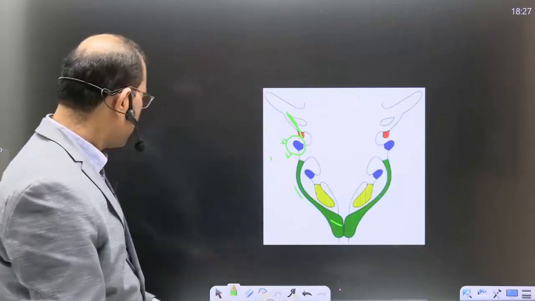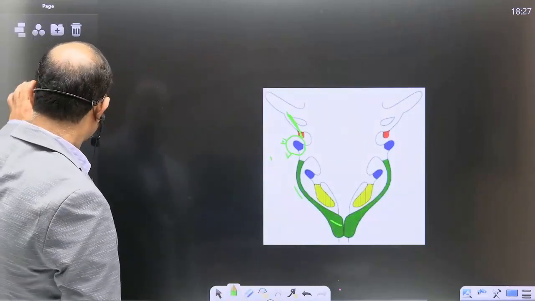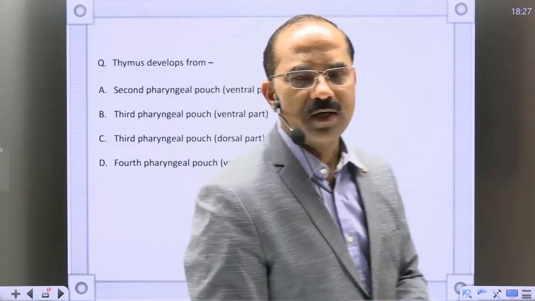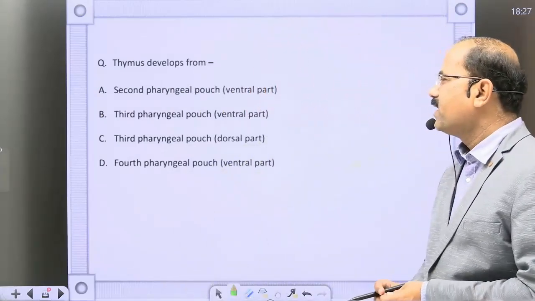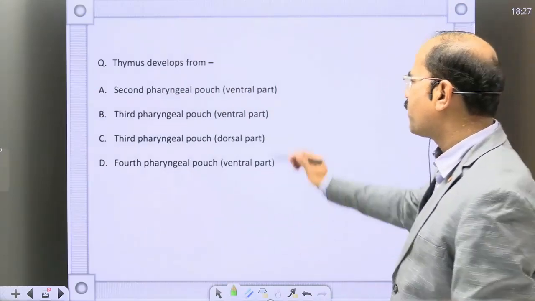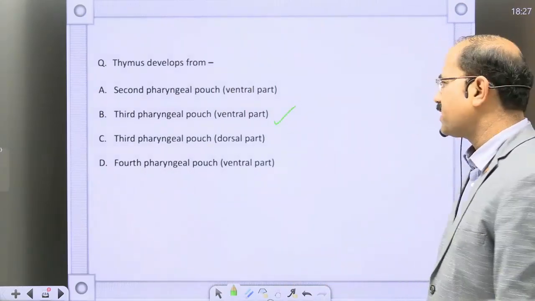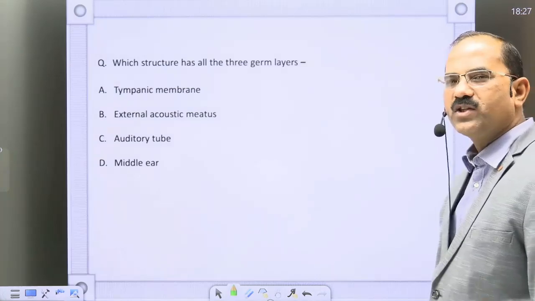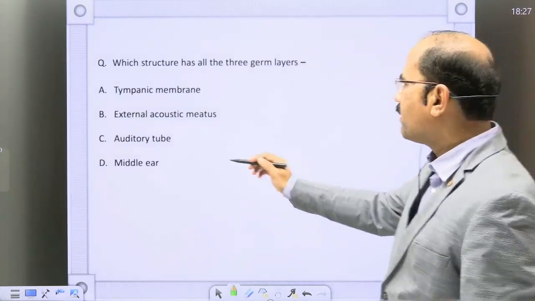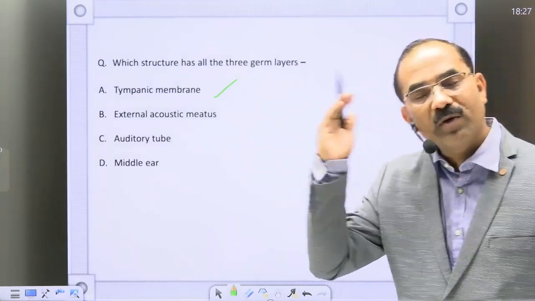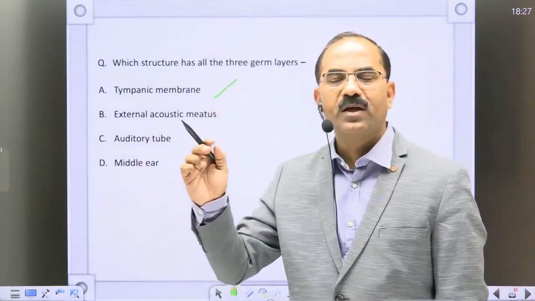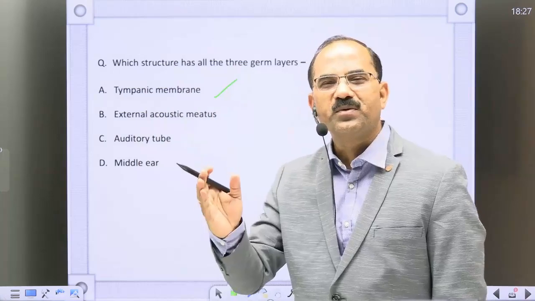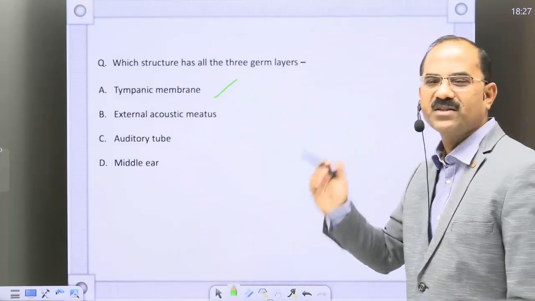Now look at this, answer this. Thymus develops from, any guesses here? Thymus develops from the third pouch ventral aspect, right? Which structure has all the three germ layers? That's the tympanic membrane, because the tympanic membrane from outside would be lined by ectoderm, from inside would be lined by endoderm, and in between is the mesoderm. So what has all the three germ layers in it? That's the tympanic membrane.